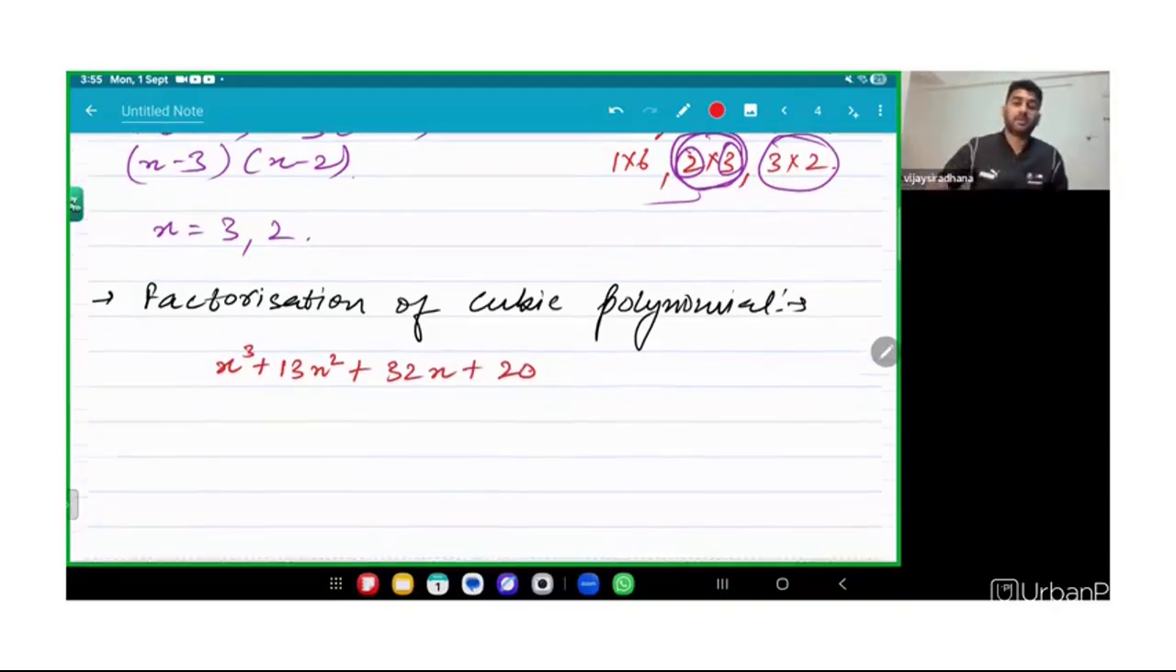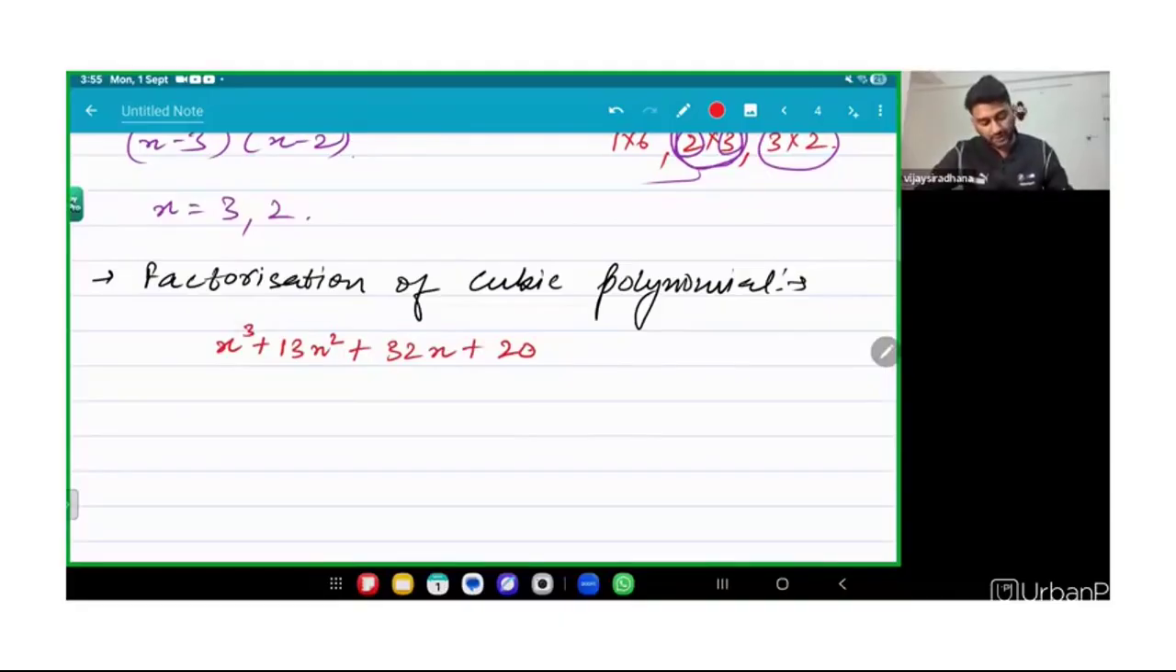Now over here, we should check the coefficient of x cube, which is 1. And the constant term is 20. Now we need to check all the possible factors of 20.